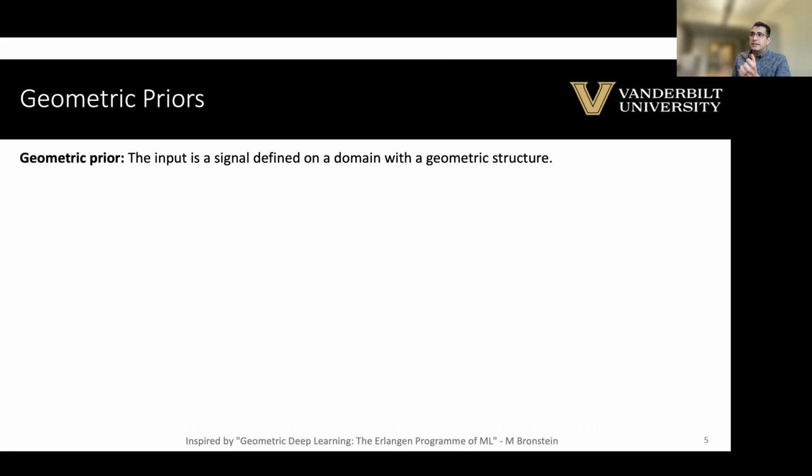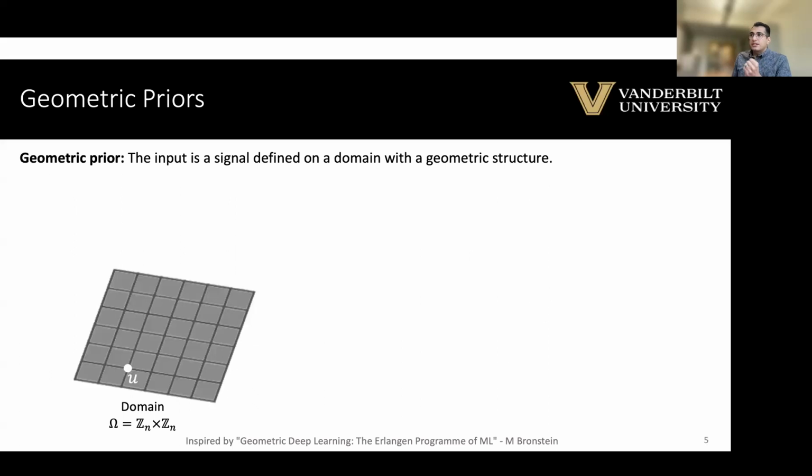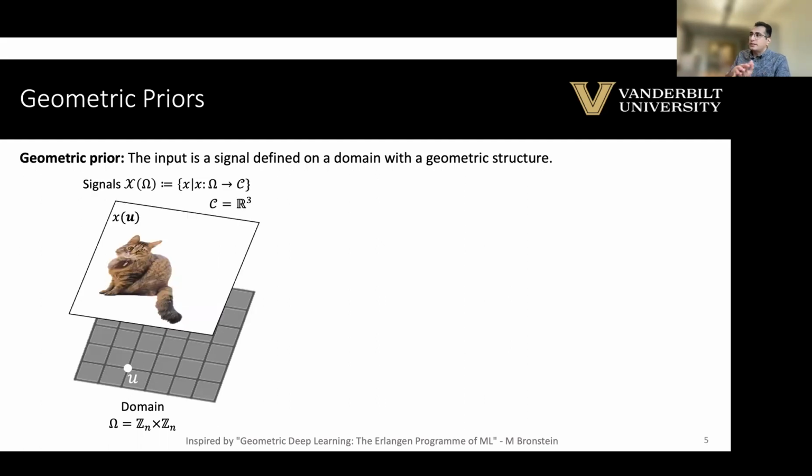Well, the signal of interest, which in this case is an image, for example, is defined on a domain that can have certain geometric structures. So here our domain is simply a grid, an n by n grid. And the signal, which was our image, is defined as a function that receives a point u on this. Yes, you see my mouse, hopefully. It gets a point u on the domain, and it generates the RGB values corresponding to that point on the grid, or to that pixel.